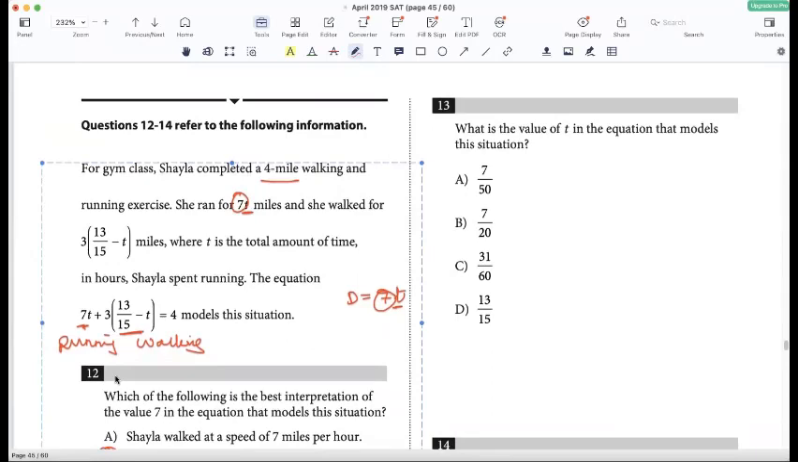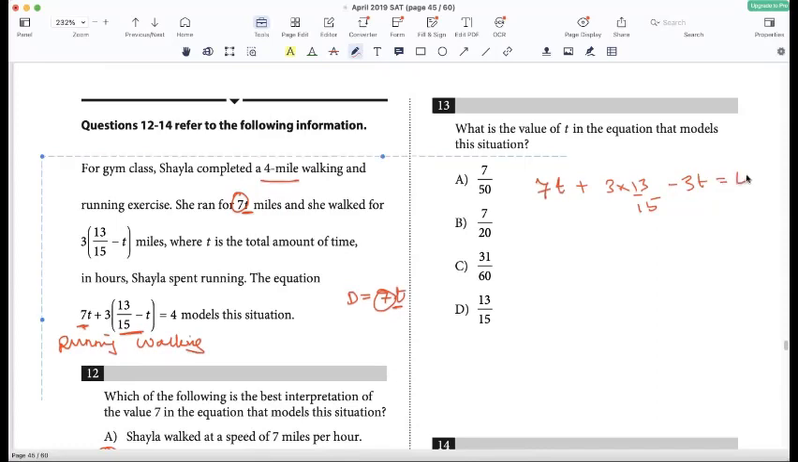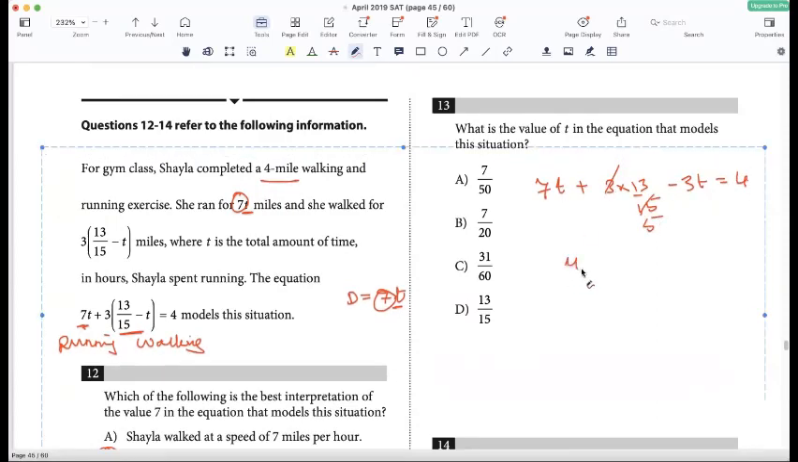What is the value of t in the equation that models this situation? So let's calculate that. 7t plus 3 times (13/5 minus t) is 4. So 3 into 5, so 7t minus 3t, 4t is 4 minus 13/5, which is 7/5. So t is 7/20, right? So 7/20, yeah.